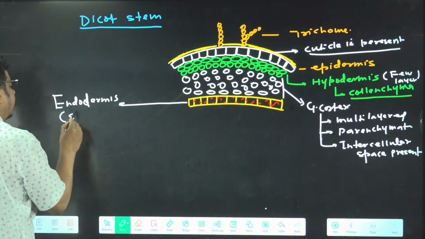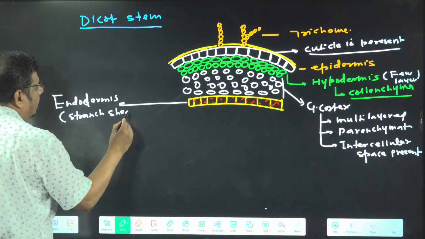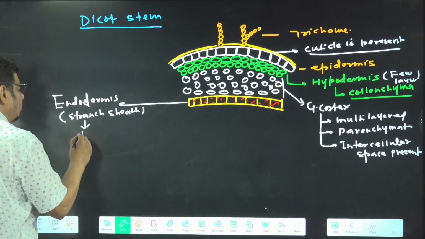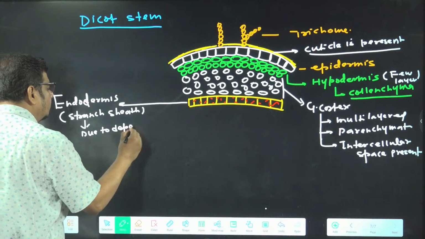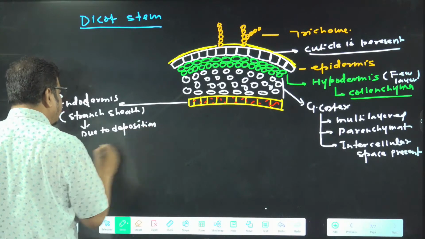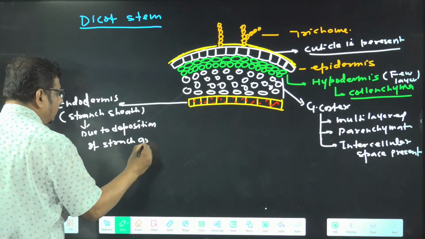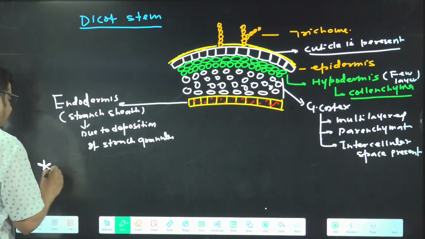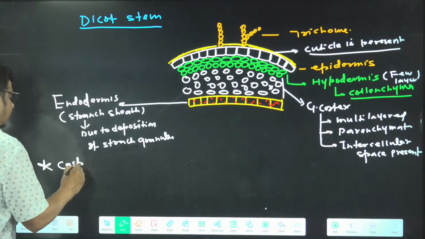Endodermis has another name, starch sheath. Why do we call it starch sheath? Due to deposition of starch granules. And I want to write one thing here as a star marking: Casparian strips are absent.